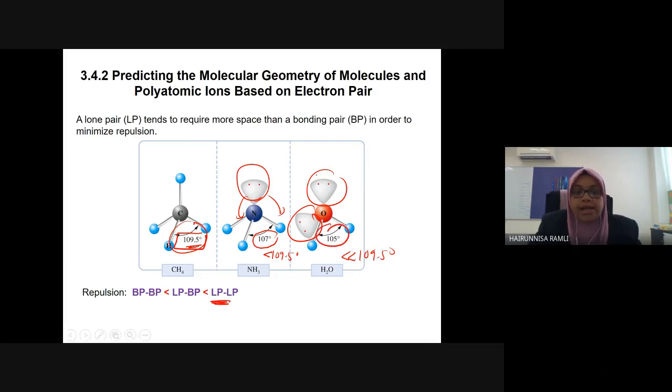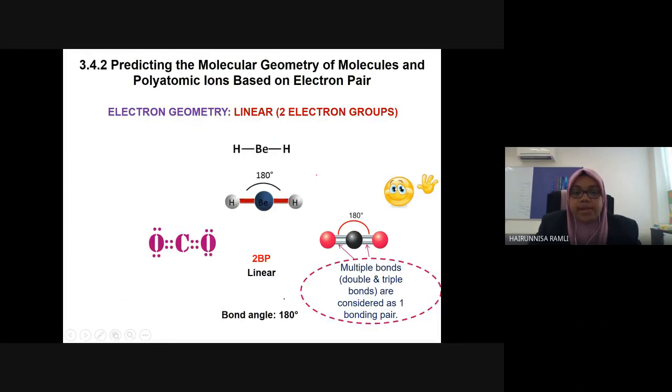Okay, so ni summary daripada apa yang saya explain tadi. So for linear, kita bond angle dia 180. So tak kisahlah macam mana. Even though you ada multiple bond pun, it's still 180. Sebab dia ada dua elektron group sahaja. Okay, kiri dan kanan kan.